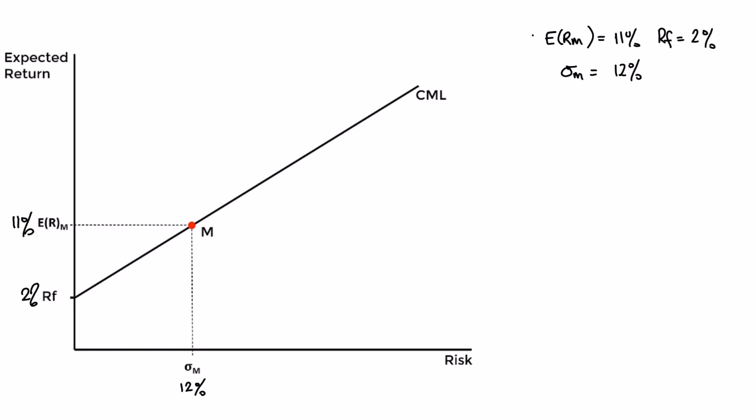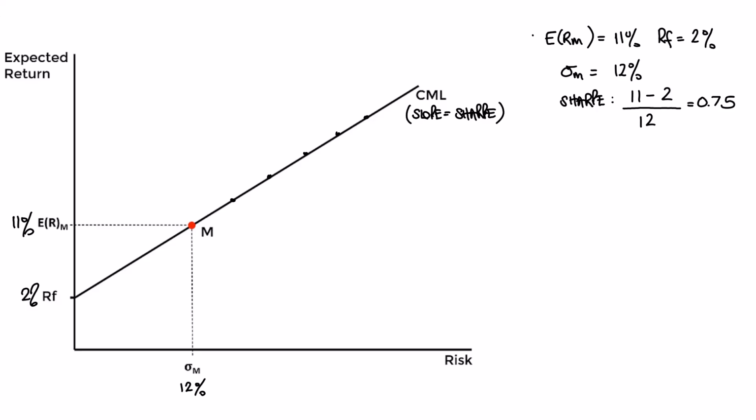Now, what do we know about the CML? Well, one thing is that the slope of that CML is its Sharpe ratio. And that would allow you to calculate the return for any portfolio that sits on that CML. So let's work that out. What is the Sharpe ratio of that CML? Well, it's the expected return, we know that's 11, minus the risk-free rate, the excess return on the top, divided by the risk of 12. 9 over 12. 0.75.